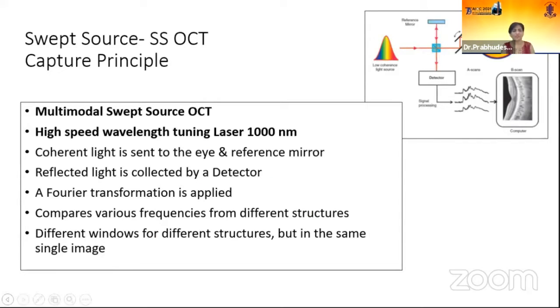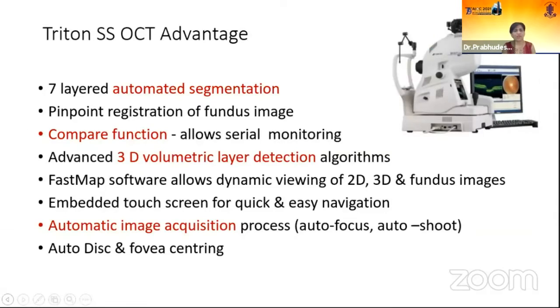SSOCT is a multimodal OCT with a high speed and a wavelength of 1000 nm. Coherent light is sent to the eye and to a reference mirror. Reflected light is collected by a detector, and a Fourier transformation is applied. It compares various frequencies from different structures and shows different structures, but in a single image. So it has automatic 7-layered segmentation, pinpoint registration, a compare function, a 3D volumetric layer detection algorithm, and an automatic image acquisition process, which has autofocus and auto shoot.